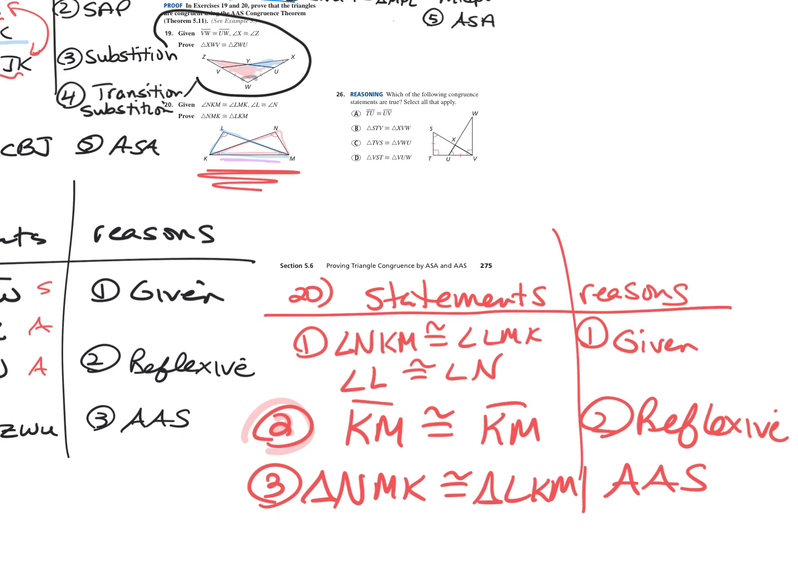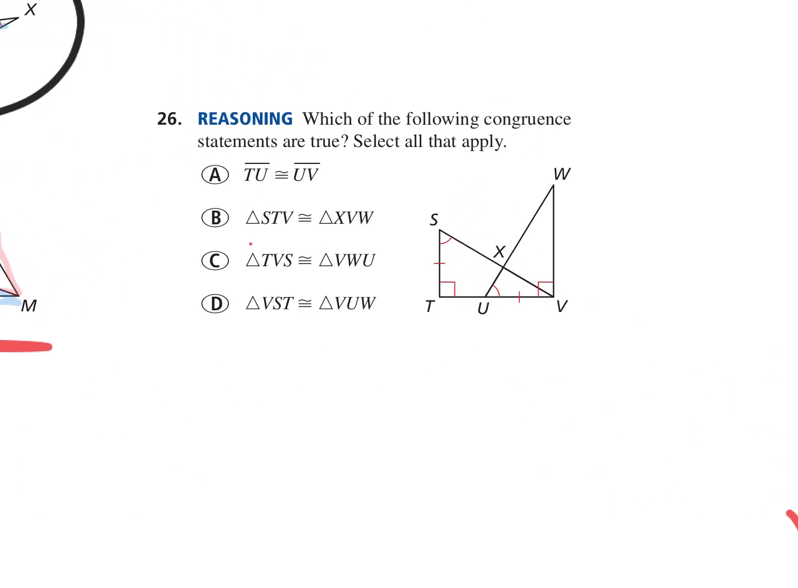Now the other question that's on here is number 26. They just wanted to know which of the following congruent statements are true, and then select all that apply. The only one that's true here is C, because the two triangles that are congruent are going to be the TVS, this one right here, is congruent to VWU. So those would be the two congruent triangles in this picture, and what you would be using is angle side angle.